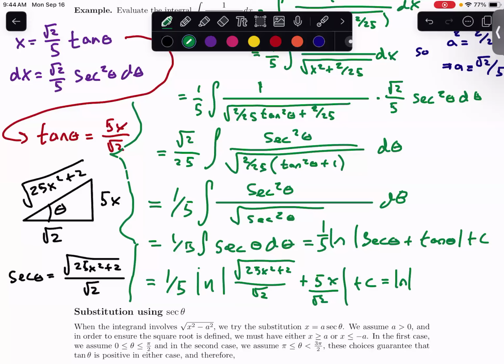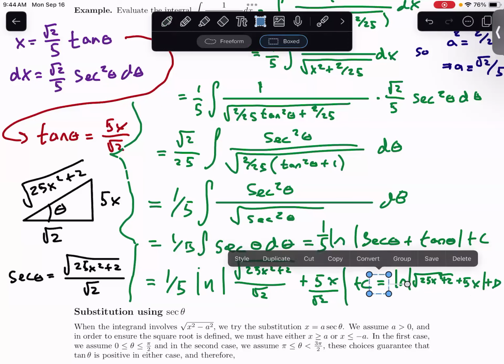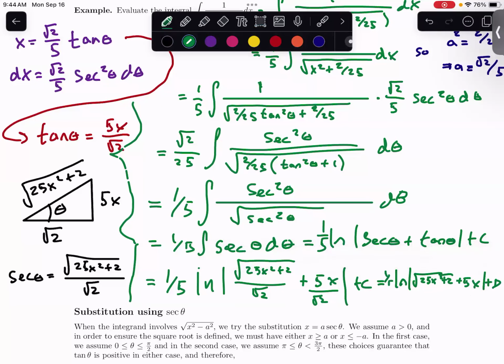I'm not going to have enough space, but the square root of 25x squared plus 2 plus 5x plus some constant d. And I forgot the 1 over 5 again. So this is a 1 over 5 times the natural log of this thing right here. So this is how the homework will want it.